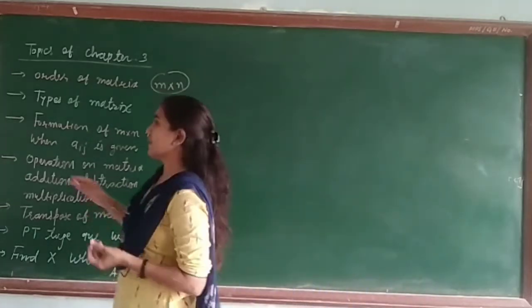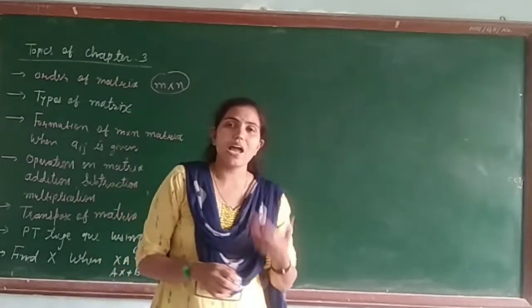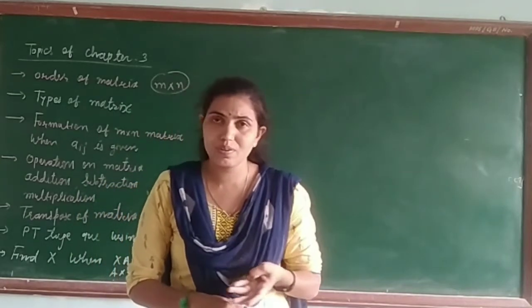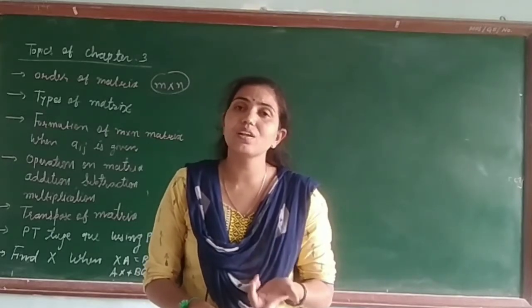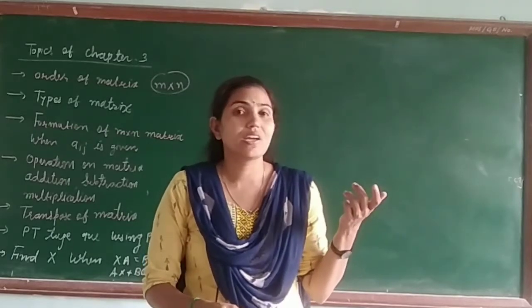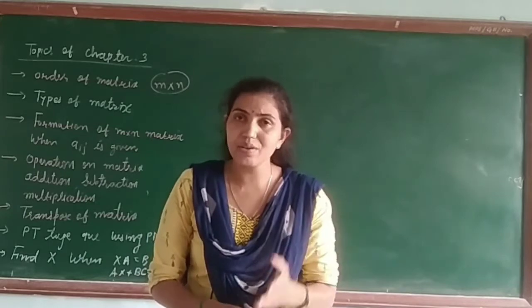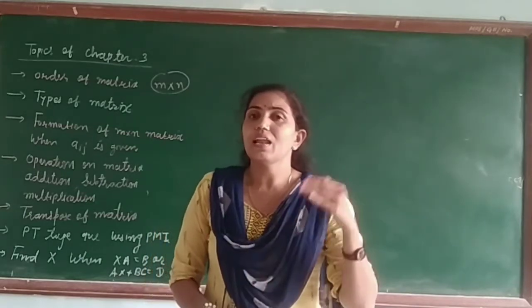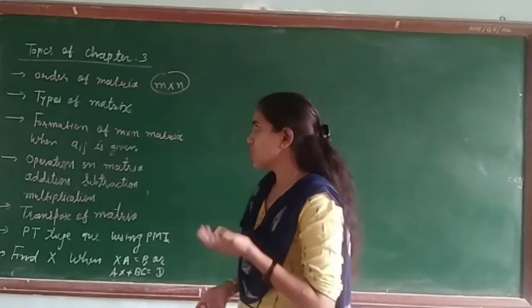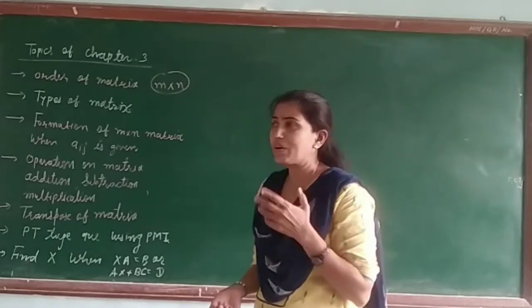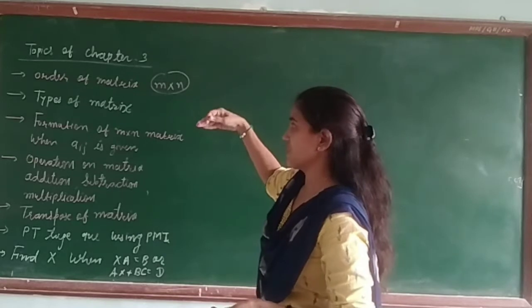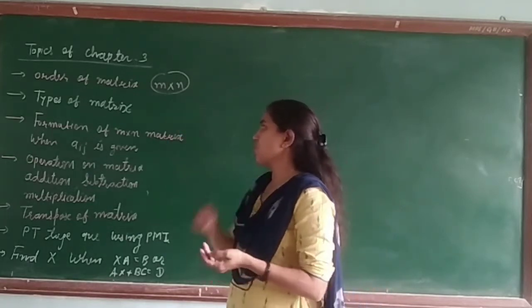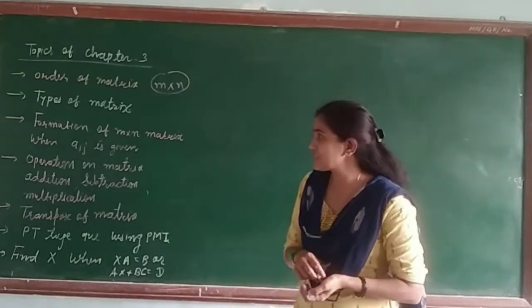Then we have seen the types of the matrix. In the types of the matrix, we have seen the diagonal matrix, then the zero matrix, that is the null matrix. Then we have seen the identity matrix. Like this, we have seen so many types: row matrix, column matrix. Then we have seen the formation of the matrix when Aij is given.